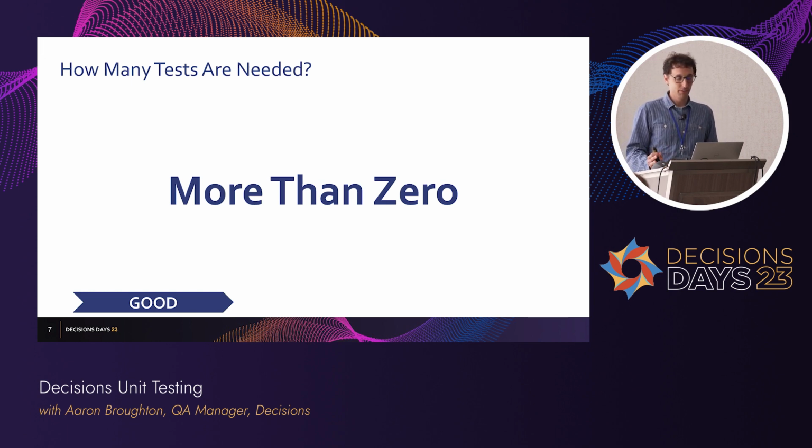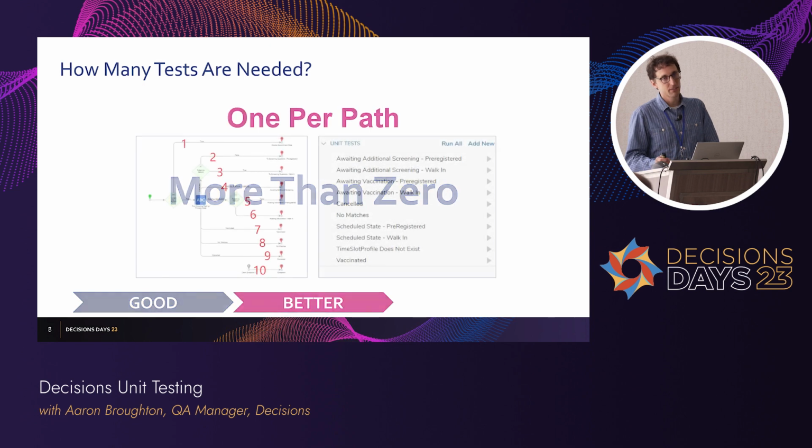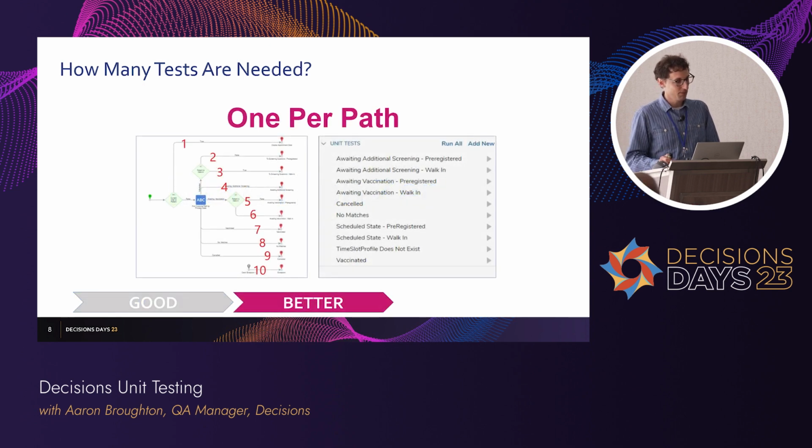So having more than 0 unit tests is a place to start, and it is a step in the right direction. Admittedly, it is insufficient. Your testing will miss lots of issues, and you should not stop here. But if you aren't regularly unit testing your flows, consider at least writing 1, which is better than nothing. This you might call happy path testing. All right, so that's what we call good.